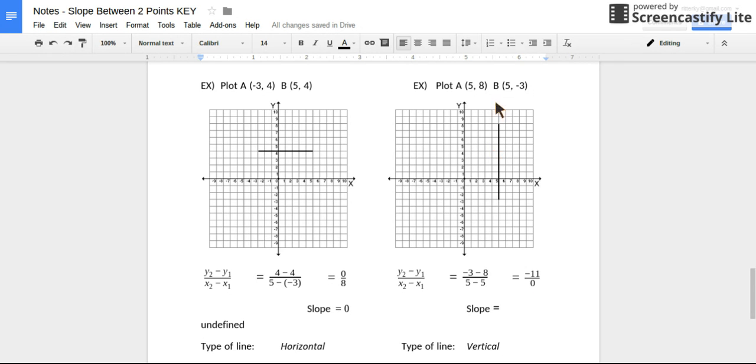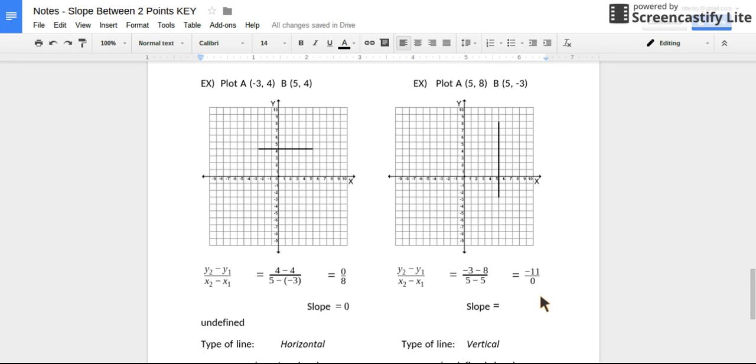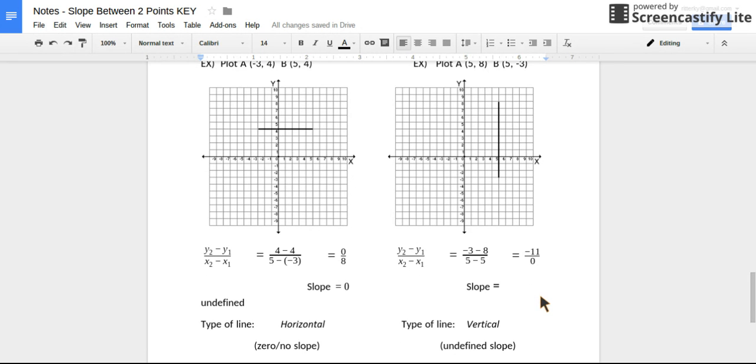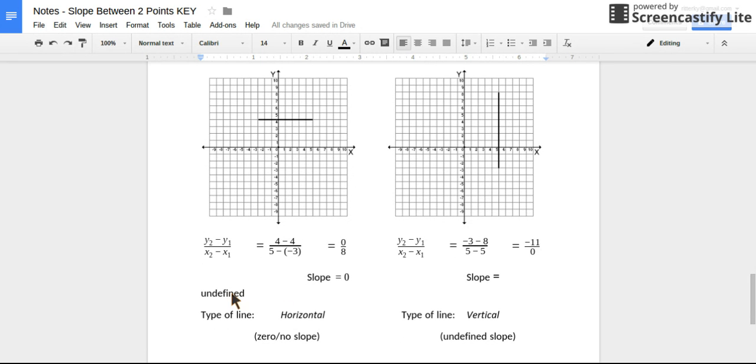So I must just be going up and down. It doesn't matter what our rise was. It could be infinite as well. As long as it's not running or having a horizontal change, it's going to be a vertical line. And a vertical line we describe as having an undefined slope.